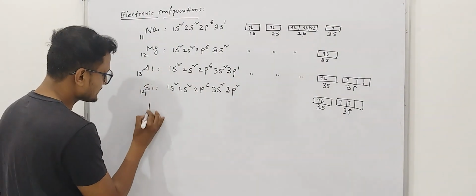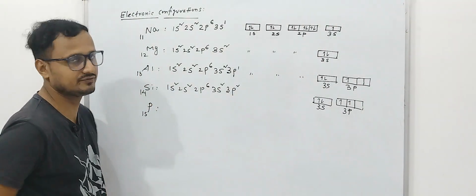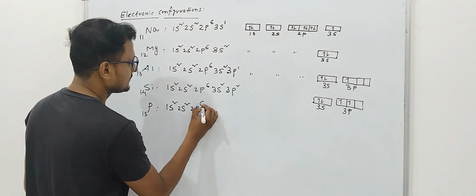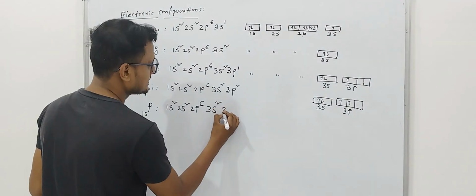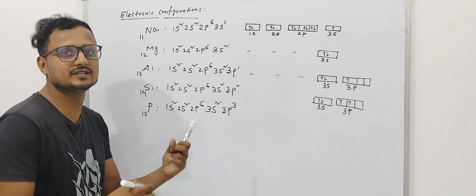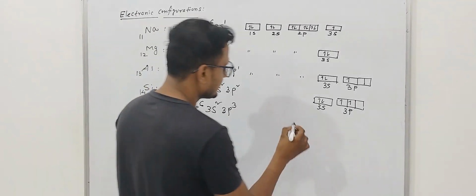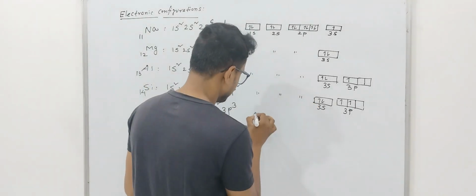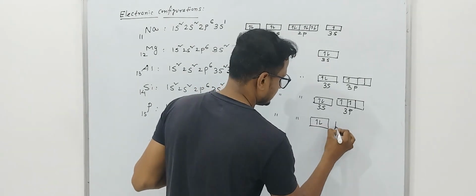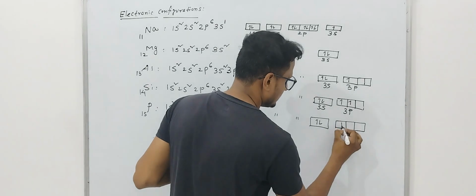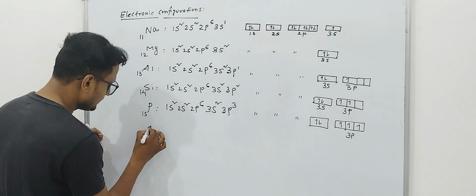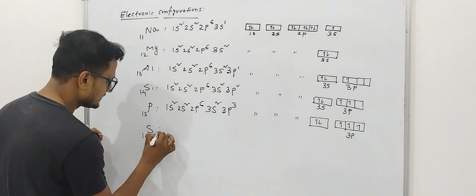Now come to phosphorus. Phosphorus has atomic number 15, so it will start with 1s, 2s, 2p, 3s, 3p3. We will fill here up to 6 because the p orbital can have a maximum of 6 electrons. 3p: 1, 2, 3.